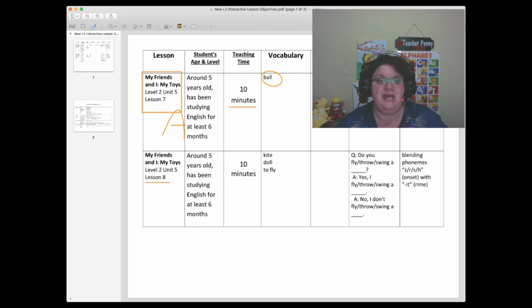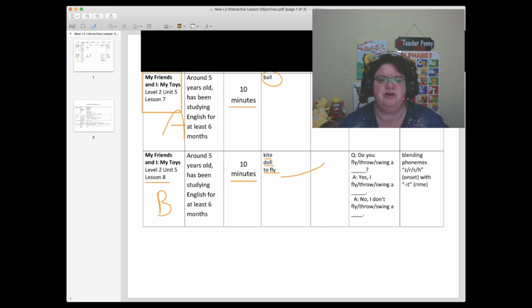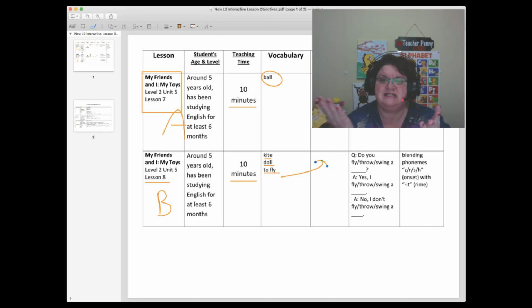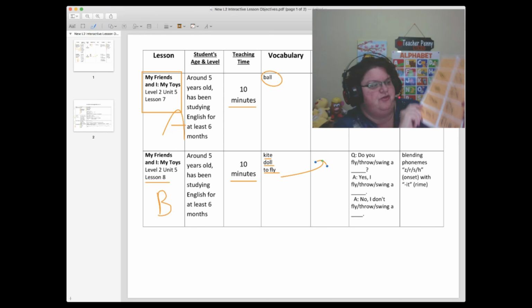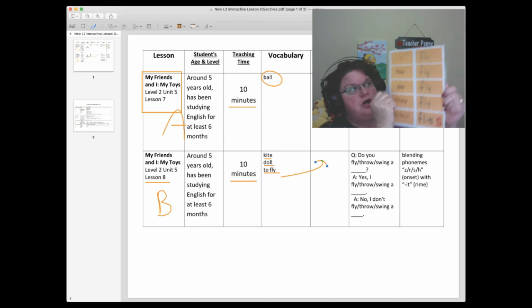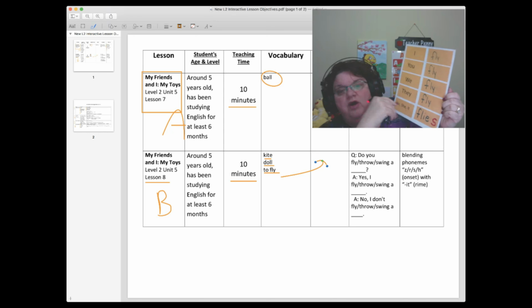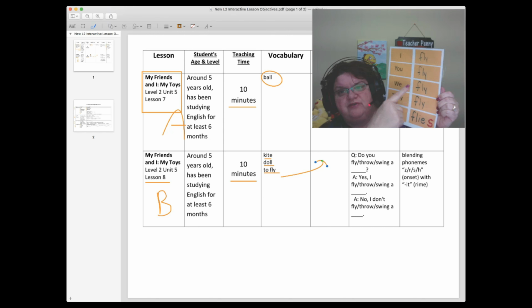Now in the B lesson, same student, just the very next lesson in our curriculum. Still 10 minutes. New vocabulary words are kite, doll, and to fly. To fly actually should be over here as the verb, because that is the verb we're teaching this time. We're teaching fly, flies. This is where you use this verb conjugation chart, with I fly, you fly. You can use either one, just fill it in for whichever one you need.